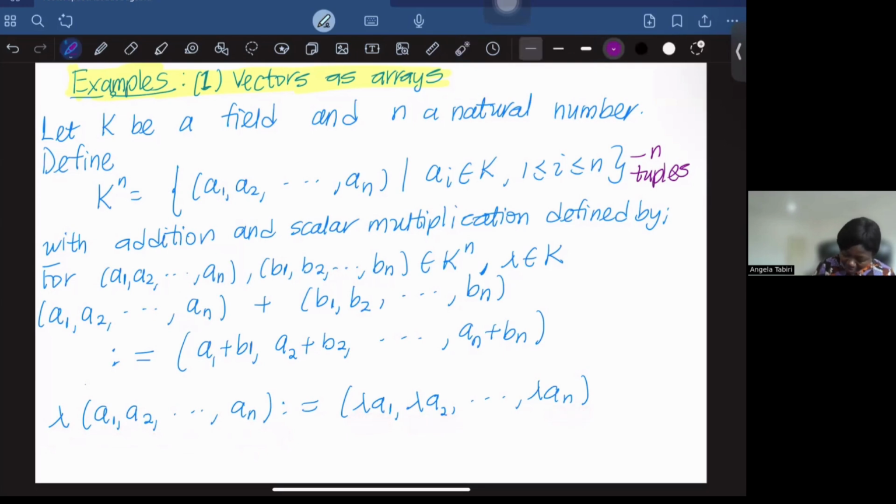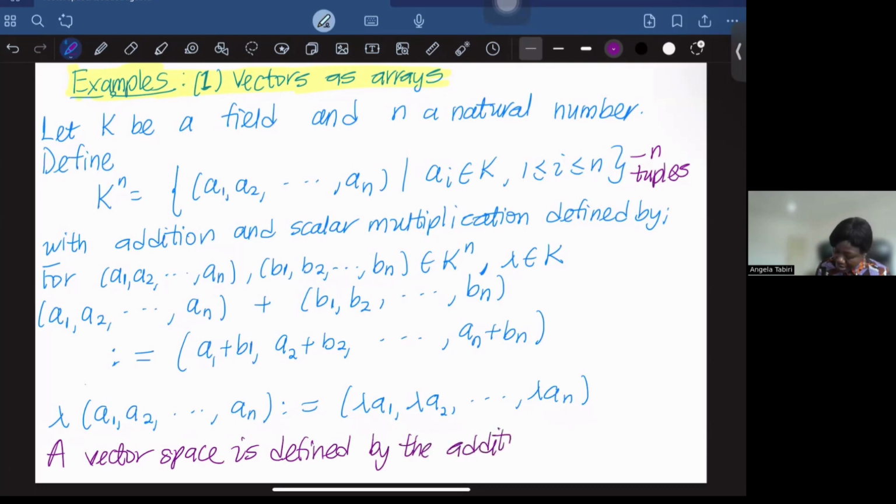Okay, so let me add here: a vector space is defined by the addition and scalar multiplication. So given a set, to show that it is a vector space, all you need to do is to define what addition is and what scalar multiplication is. Good. So we think of vectors as what? Containers or arrays, which is how most of us think about vectors, right?